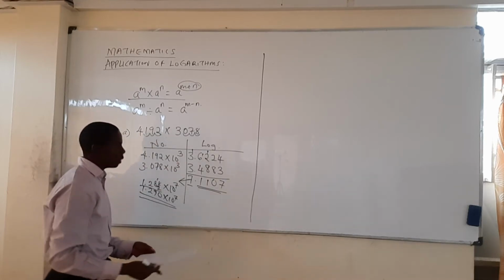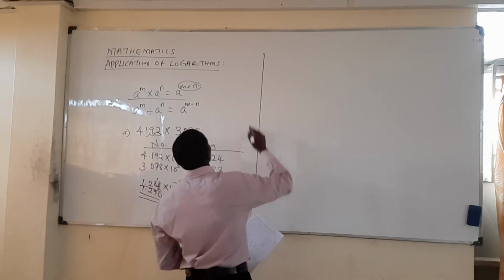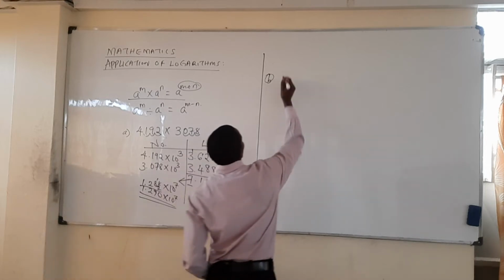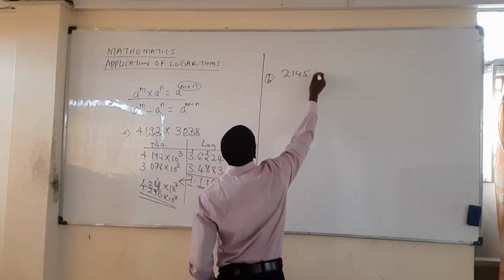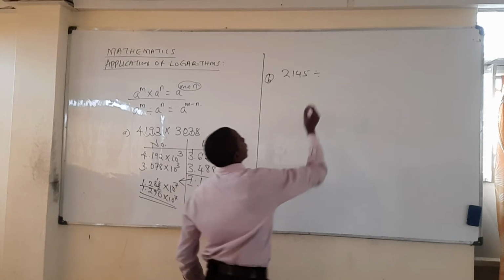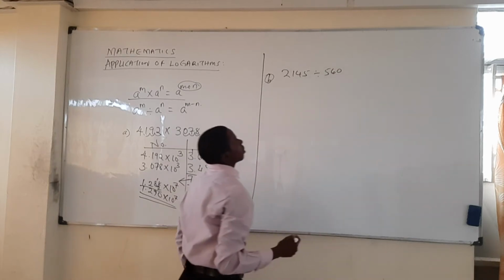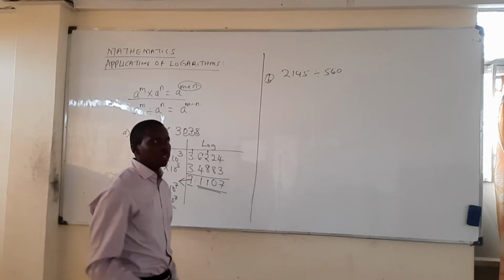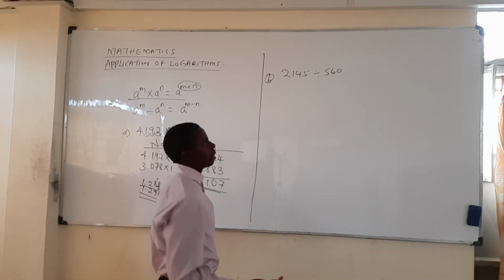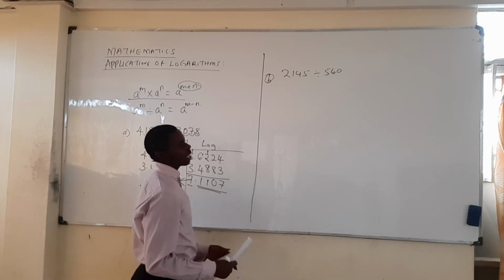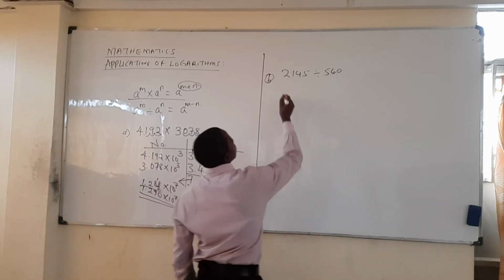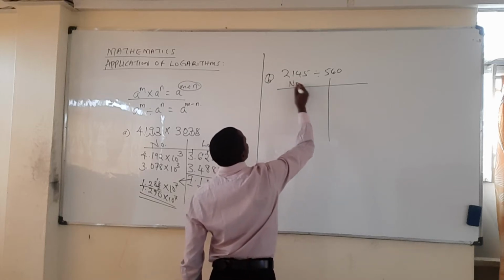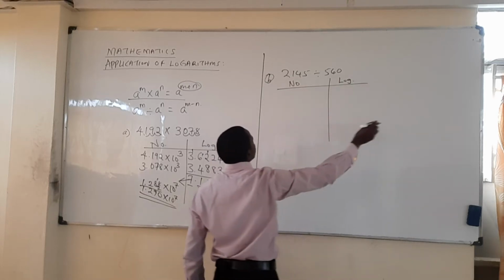Let's have another example, example 2b. In this case, we have 2,145 divided by 560. If we do this division by long division, it is going to give us some headache, but when using logarithms it's a very simple task. So we create a table. On one side we have the numbers, and on the other side we have the logarithms.